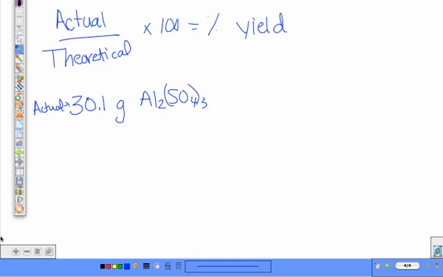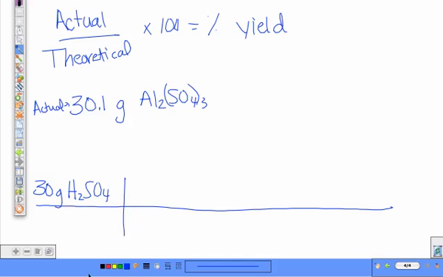Do we know our theoretical yield? No. Can we find it? We start with the limiting reactant because the limiting reactant is the reactant that limits the amount of product produced, right? So we need to start with our limiting reactant, which was 30 grams of sulfuric acid. And we need to convert to how much aluminum sulfate we can produce. We'll want it in grams since our actual yield is in grams. So we already found 97.07 was our molar mass of sulfuric acid.